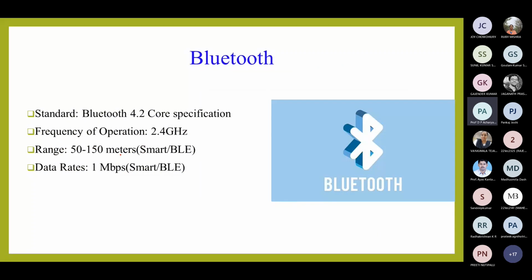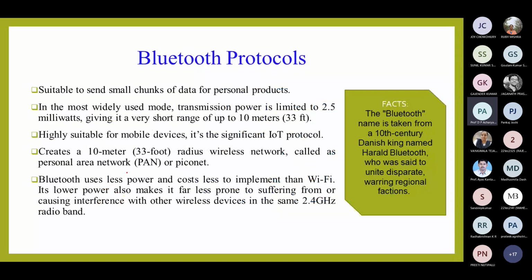Next one, all of you are aware of more than me. You know what is Bluetooth. No need to tell much about Bluetooth. Bluetooth travels through different standards. The operating frequency is 2.4 GHz. The range is around 50 meters. But of course, if you have Smart BLE, then data rates of up to 1 Mbps are supported. I should not tell much about Bluetooth.